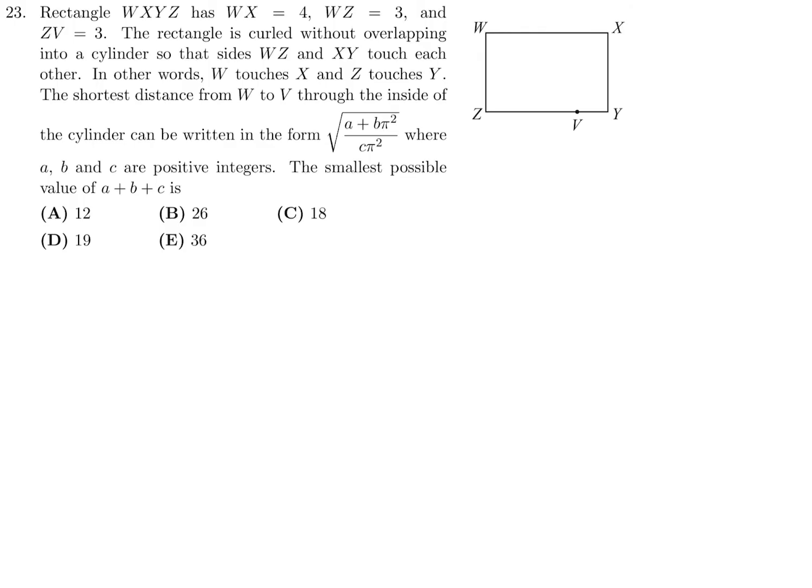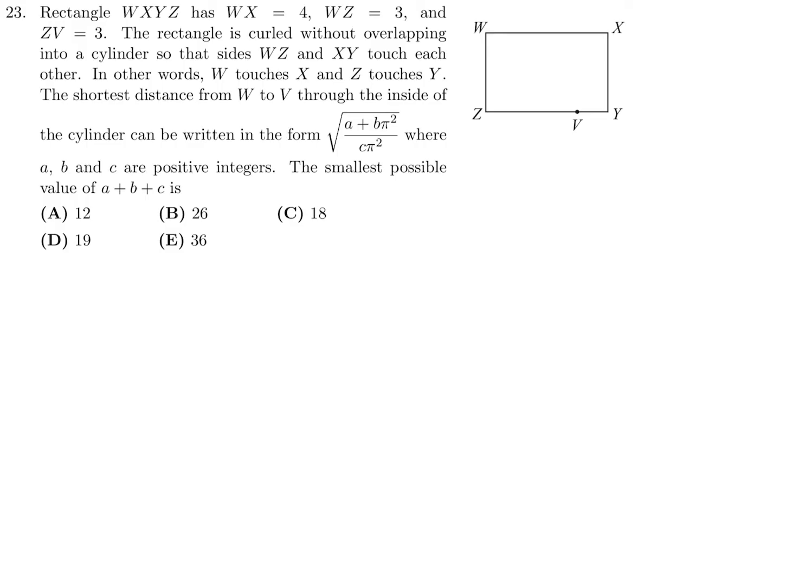Rectangle WXYZ has WX equals 4 and WZ equals 3 and ZV equals 3. The rectangle is curled without overlapping into a cylinder so that sides WZ and XY touch each other. In other words, W touches X and Z touches Y.